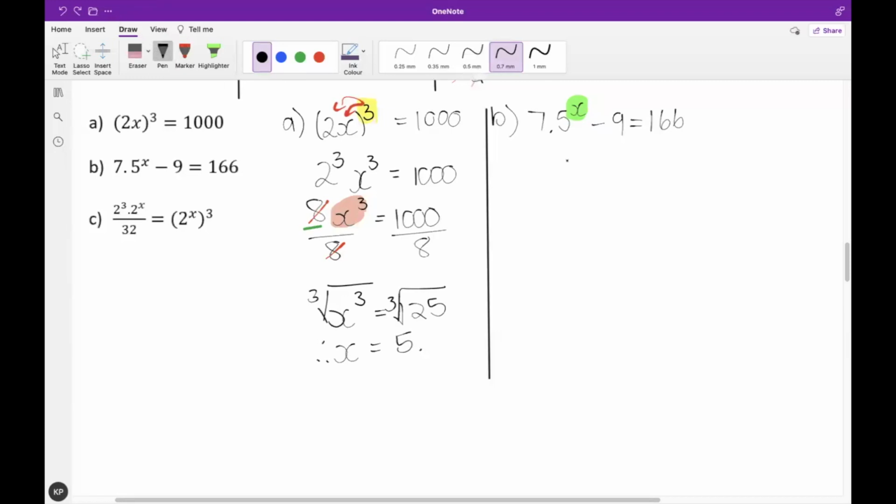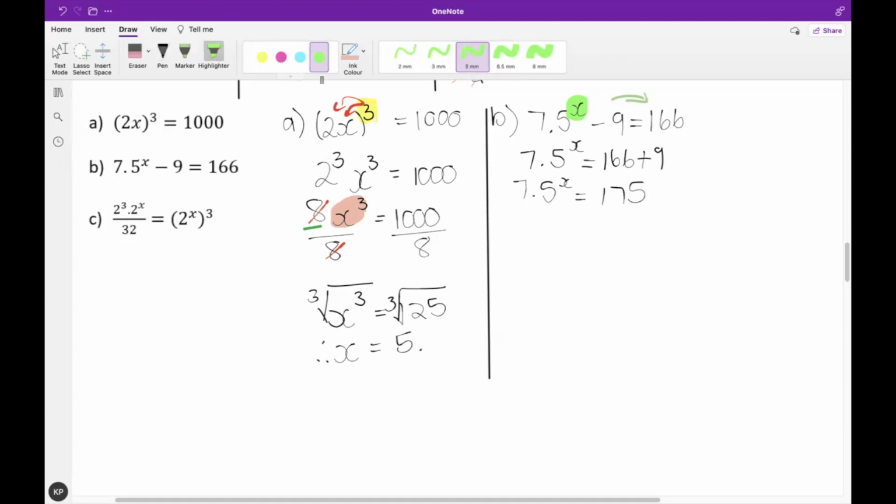Now, let's get rid of this negative 9. It is currently on my left-hand side. I want it to go to the right-hand side. So what's going to happen with it? It's going to be a positive 9. So I have 7.5 to the power of x is equal to 166 plus 9. What is 166 plus 9? That is 175. Great. We've gotten rid of the 9.